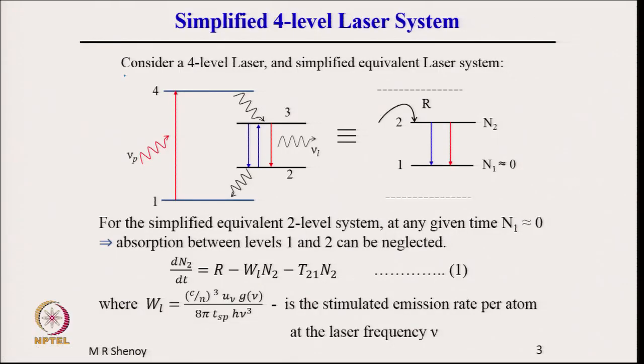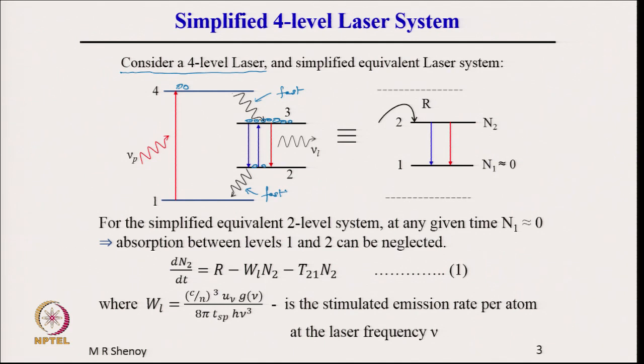Okay, let us consider a 4 level laser system. Very quickly we recall that in a 4 level system, from the ground state a pump excites atoms to the upper state here. From there the atoms rapidly come down and accumulate in level 3, provided the lifetime of level 3 is large, and from level 2 they rapidly go down to the ground state. These are very fast transitions because the lifetimes of level 4 and level 2 are very small.